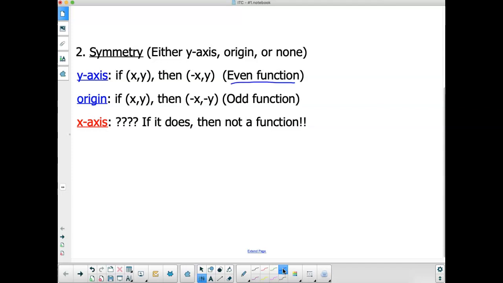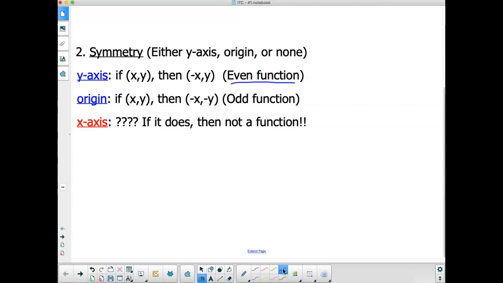Even function means a lot, mainly when we hit integration towards the end of the year. It's going to help us integrate rather than going from -2 to 2. We can integrate from 0 to 2. You'll find out 0 is a nice integrable value to put in there. And we can go from 0 to 2 and double our area. So, well, that's all down the road.